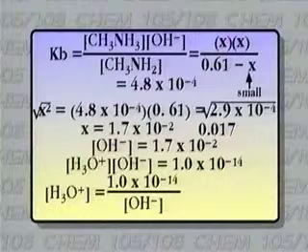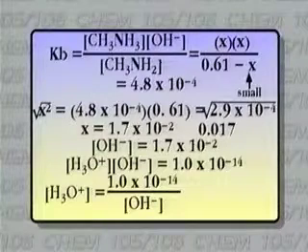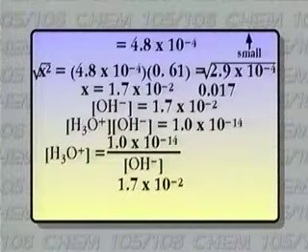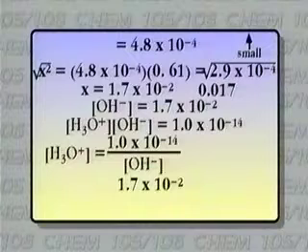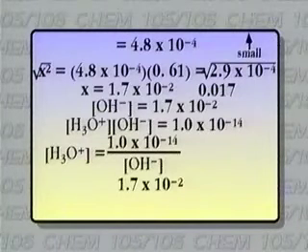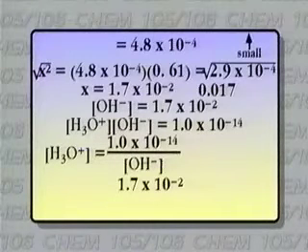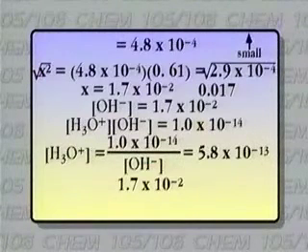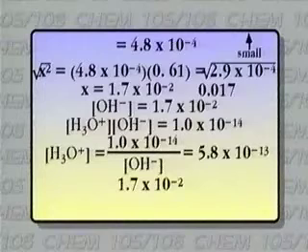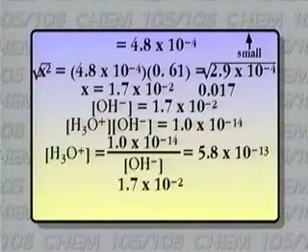And that is the ion concentration we solved for using our equilibrium. And that turned out to be 1.7 times 10 to the negative 2. So if we now make our calculation here, we end up with an answer of 5.8 times 10 to the minus 13. So 5.8 times 10 to the minus 13 is the hydronium ion concentration.